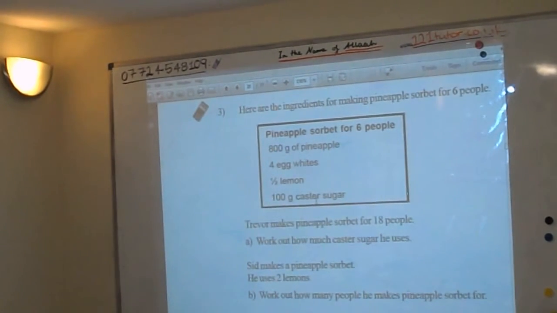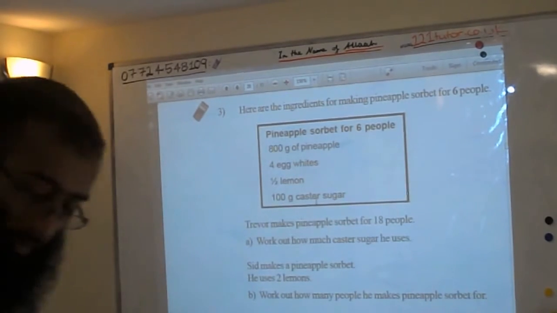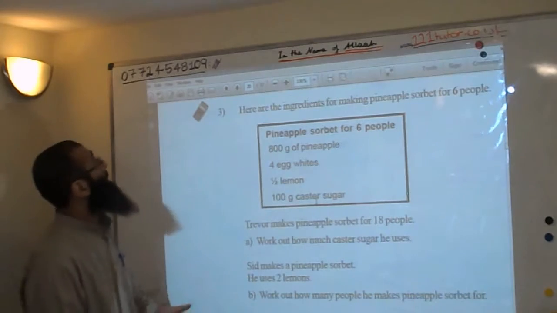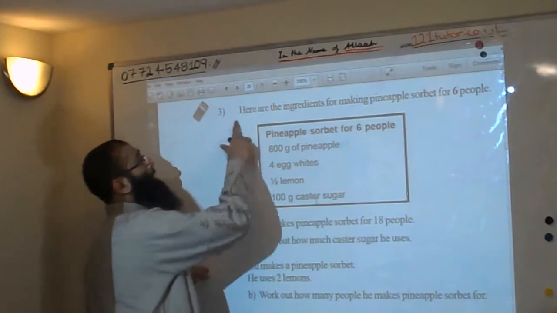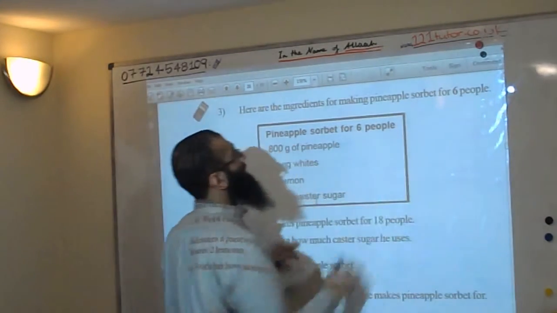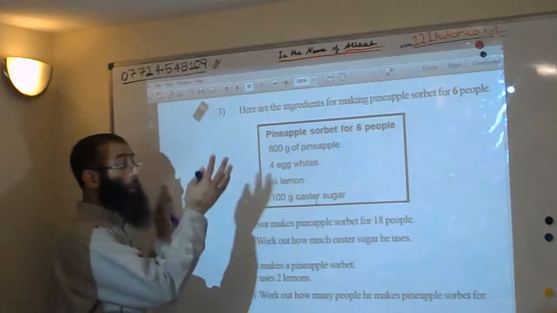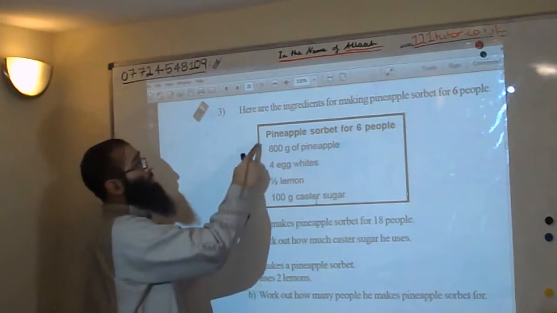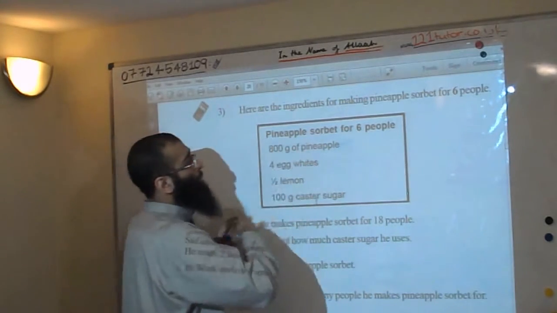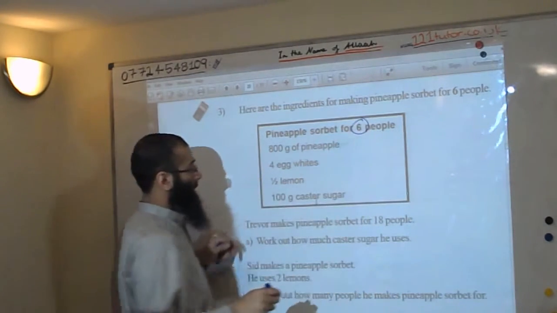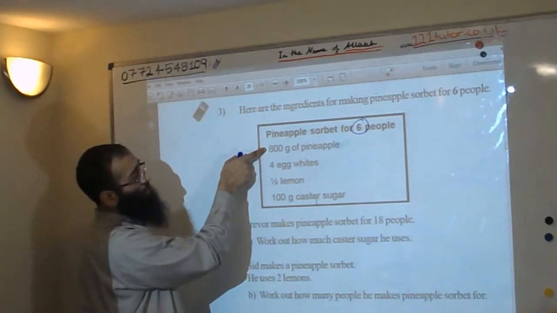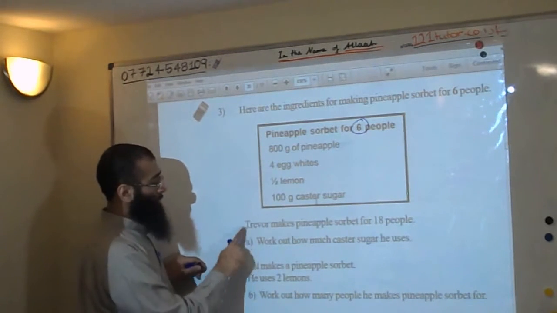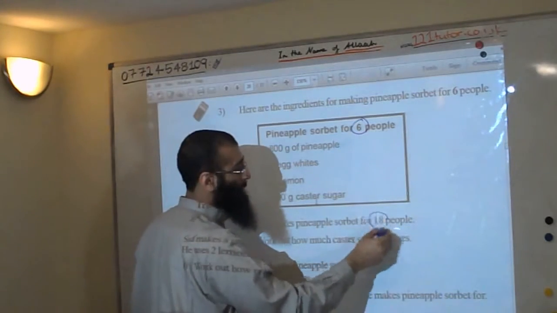Okay, Bismillah. Okay folks, coming back to the question. Question number 3. Here are the ingredients for making pineapple sorbet for 6 people. So you should have just had a go at this question. That was your homework for those of you following us on YouTube. So I'm going to go through the answer now. Pineapple sorbet for 6 people: 800 grams of pineapple, 4 egg whites, half a lemon and 100 grams caster sugar. Trevor makes pineapple sorbet for 18 people.